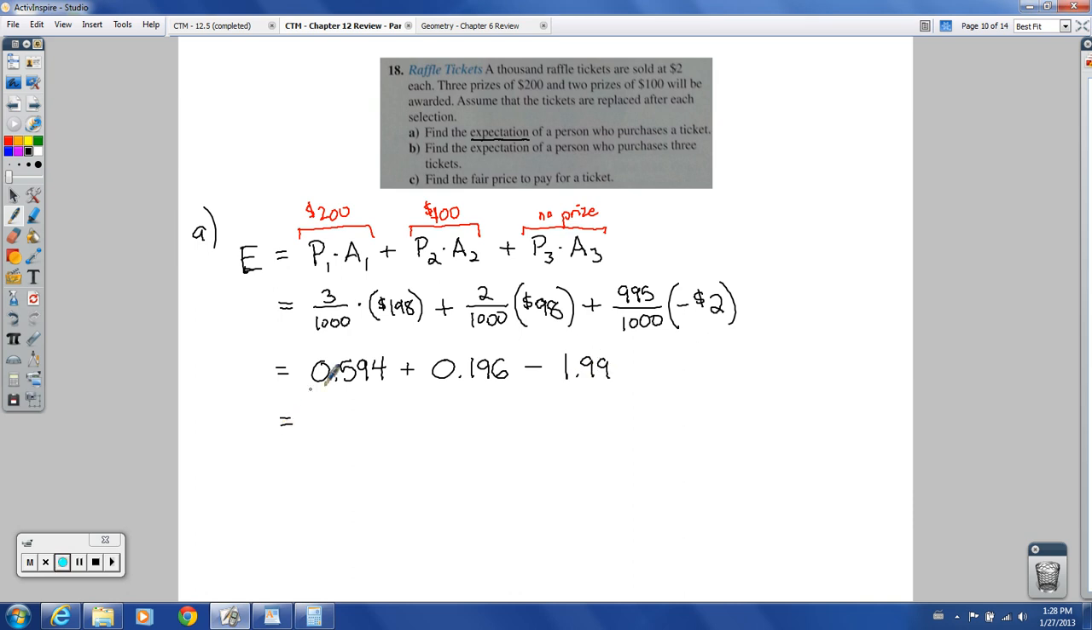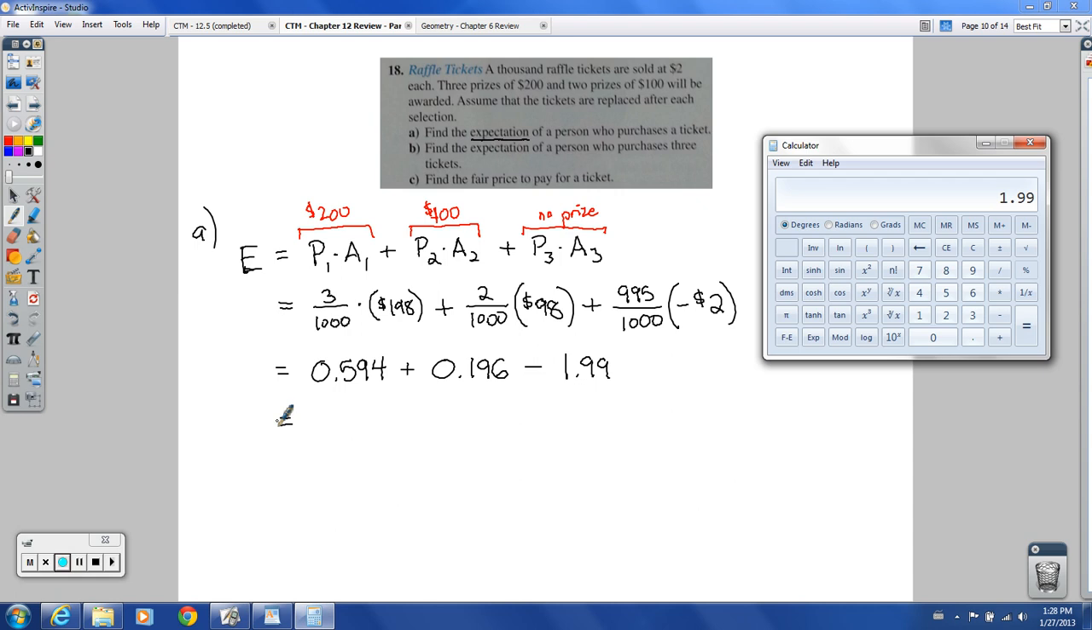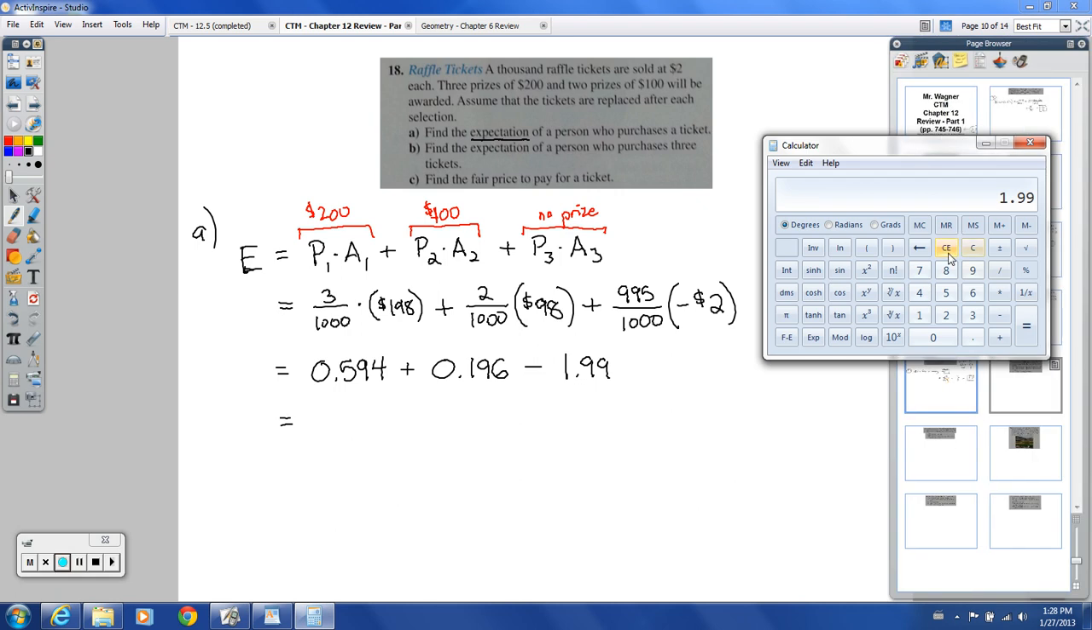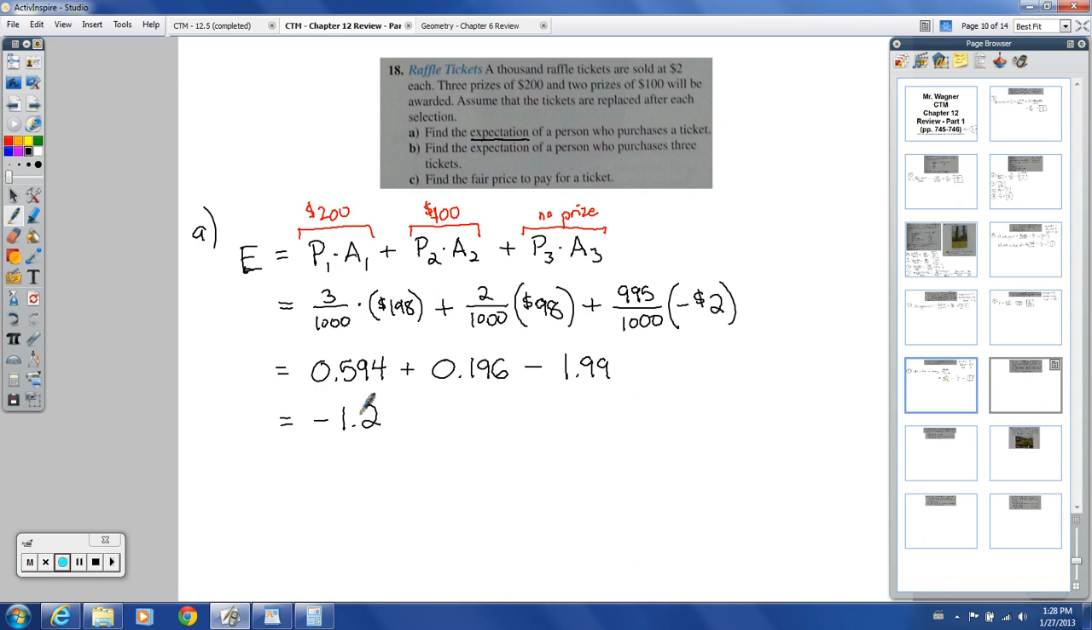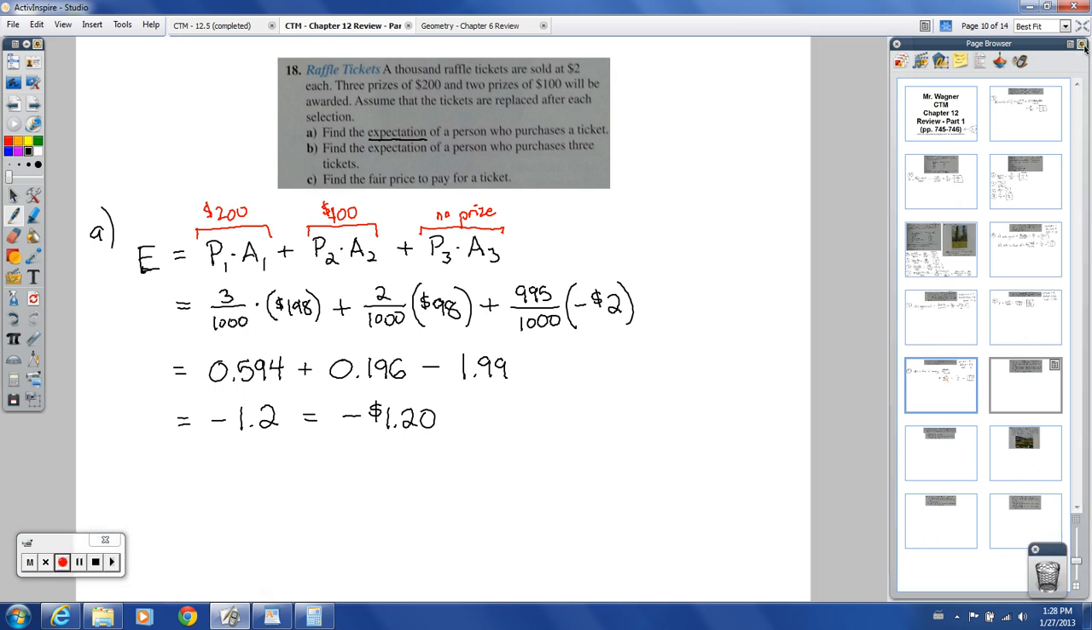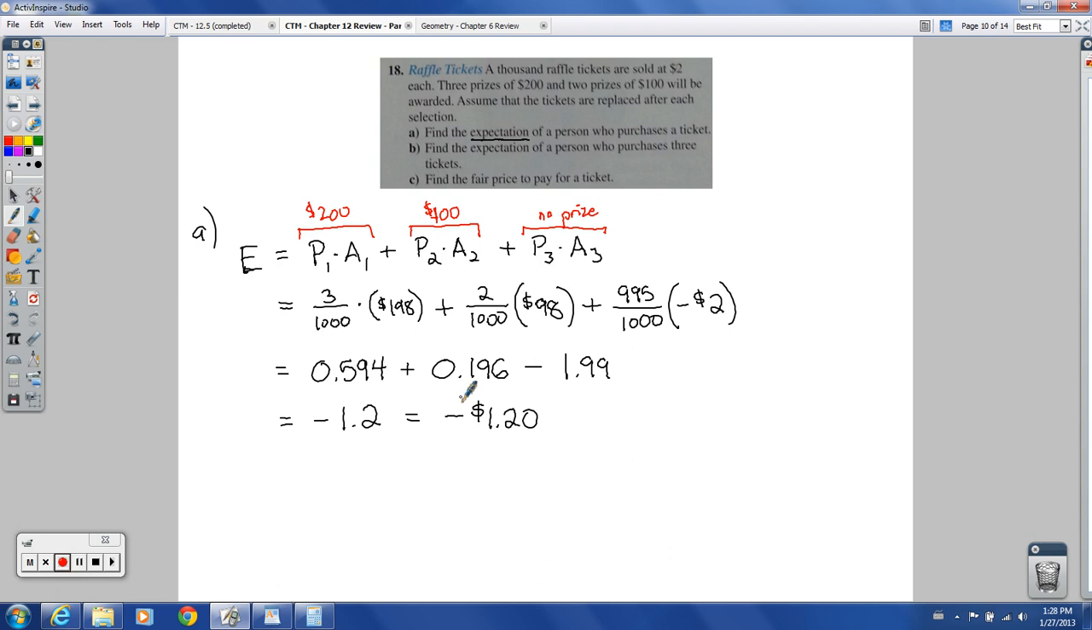If we put these 3 things together, let's see what we get there. So 0.594 plus 0.196 minus 1.99. That should be, so we're expecting on average to lose $1.20. So negative 1.2, which is the same thing as minus $1.20. There we go. So this is our expectation.